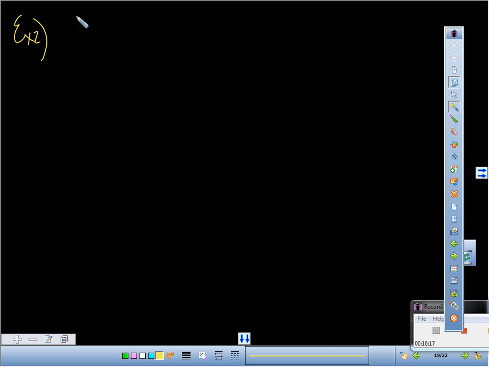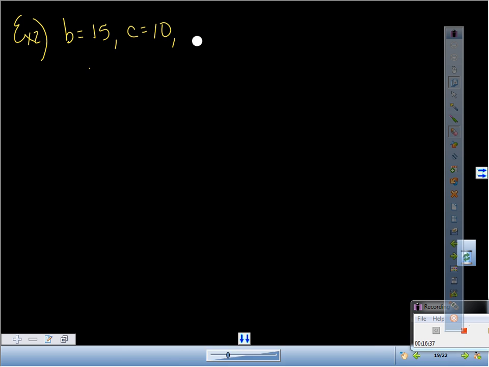Okay, example 2. Here's what they tell you. B is equal to 15. C is equal to 10. And angle A, we'll just say big A, is equal to 115. Find all the missing parts. All right, what are we going to do? What should you do first? Yeah, you better check and see if it's ambiguous.